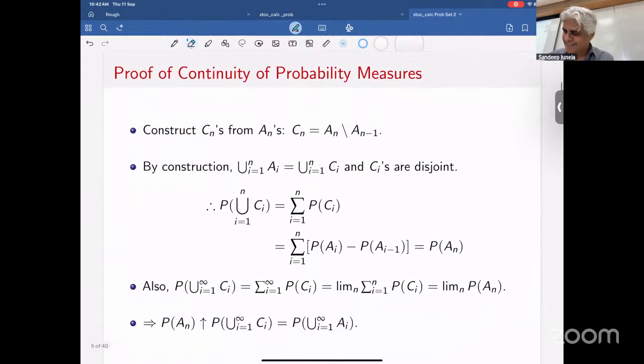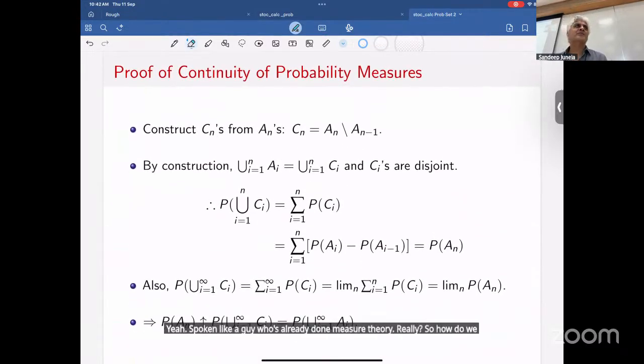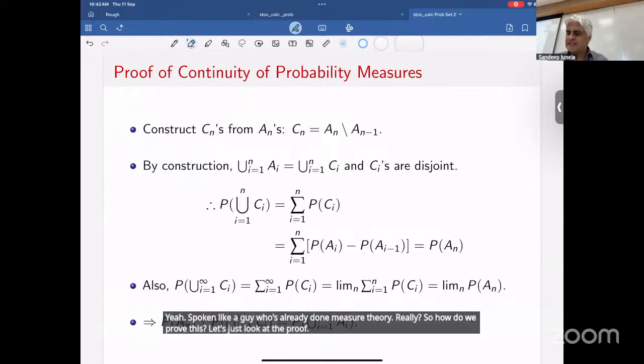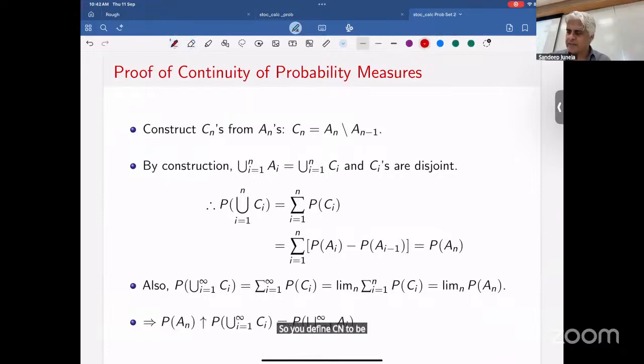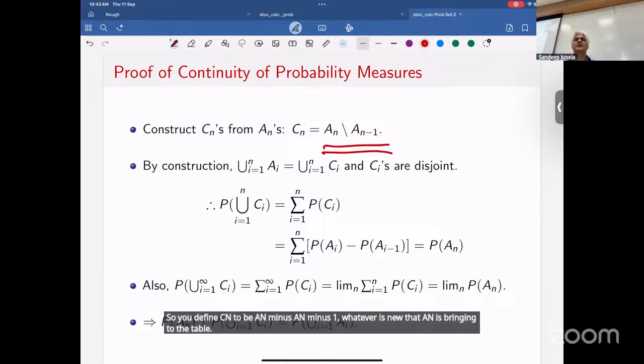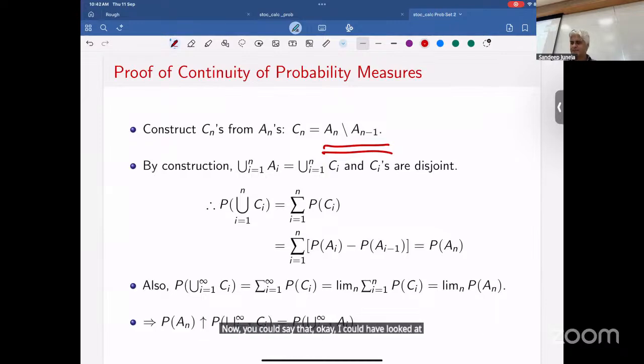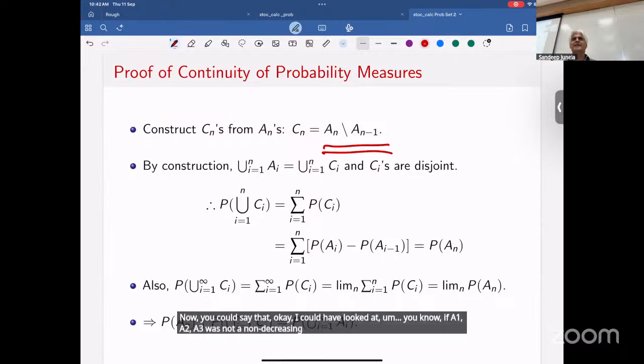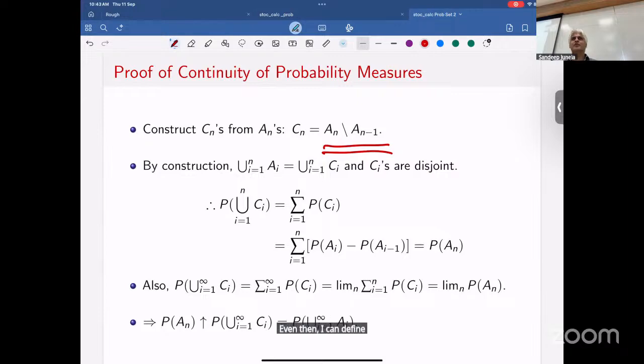All right. So how do we prove this? Let's just look at the proof. You define C_n to be A_n minus A_{n-1}. Whatever is new that A_n is bringing to the table, that's your C_n. Now you could say that if A_1, A_2, A_3 was not a non-decreasing sequence, even then I can define C_n to be the set which is whatever is new. Then I'll have to account for the other sets as well. But right now I don't have to worry about them.